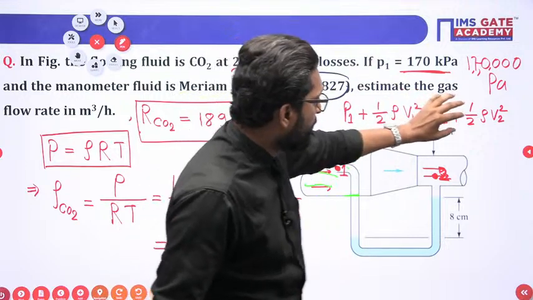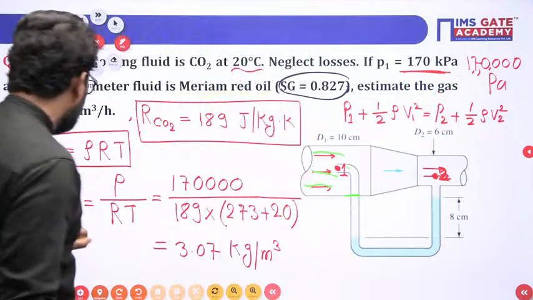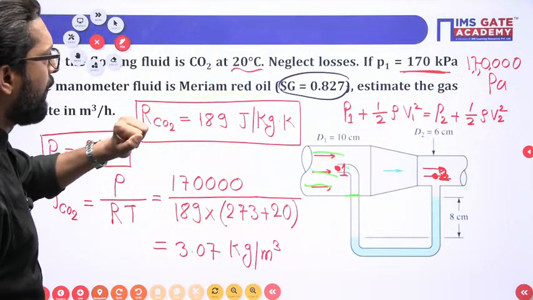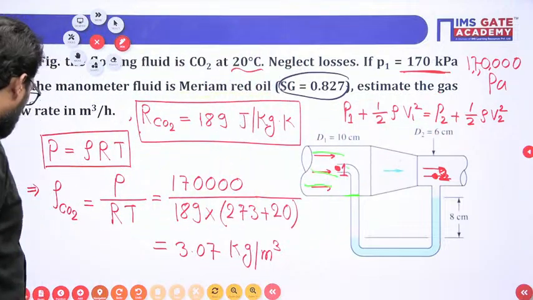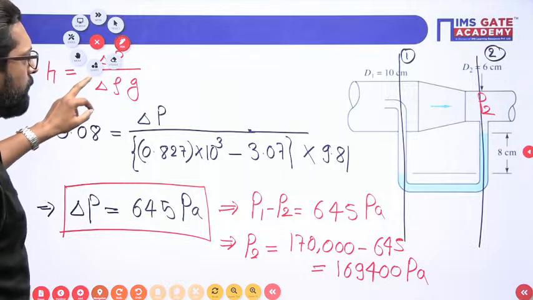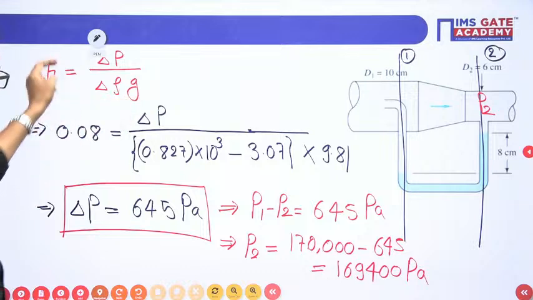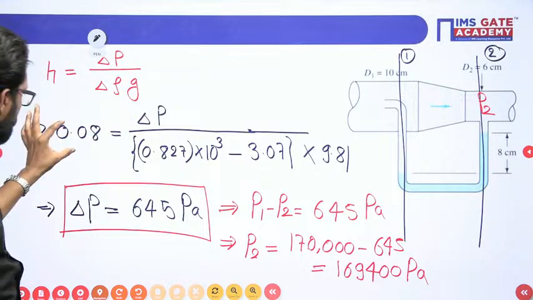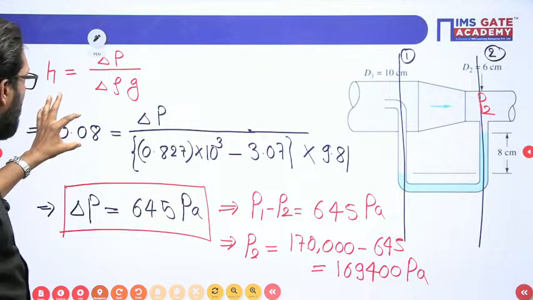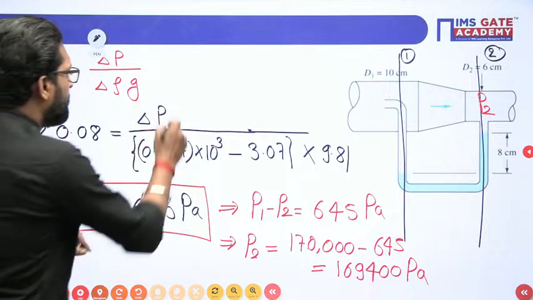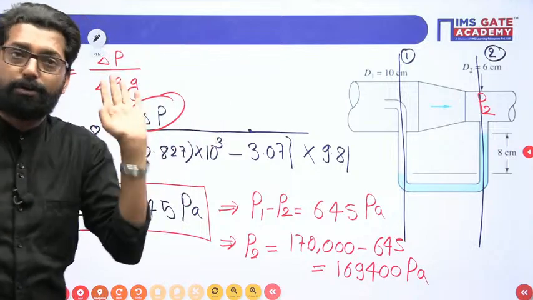Now, how to find the P2 value? P2 you don't have, no problem. V2 you don't have, no problem. But you know the manometric equation? From this manometric equation, you just put the H value. H value you have, but delta P, the difference in pressure, you don't have. Why? Because P1 is there, P2 is not there.